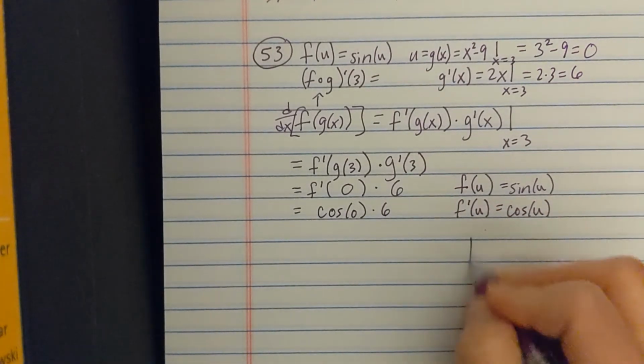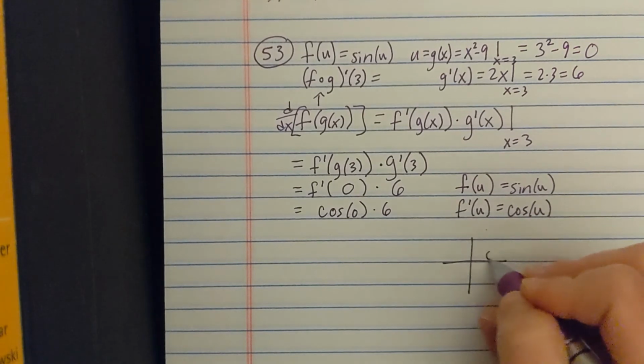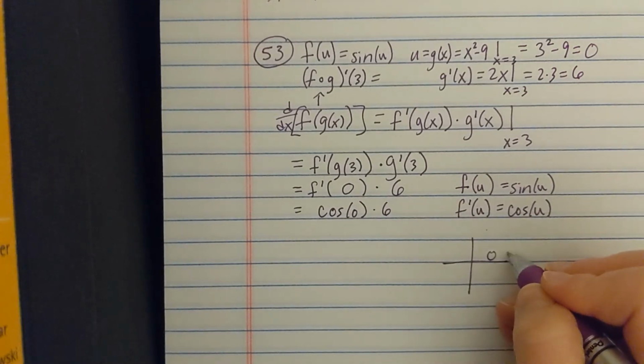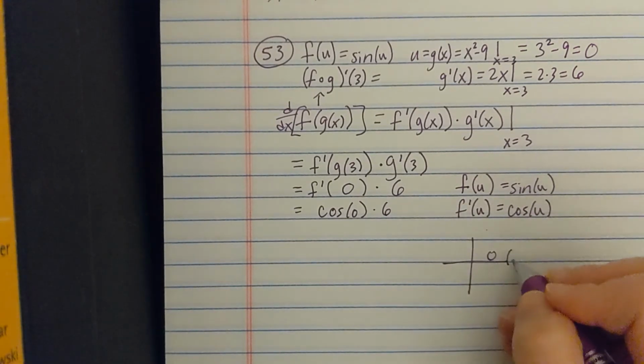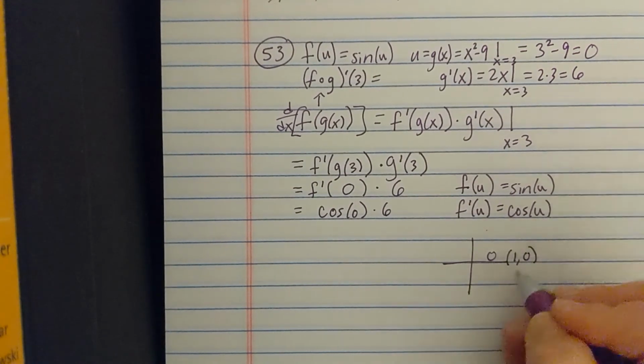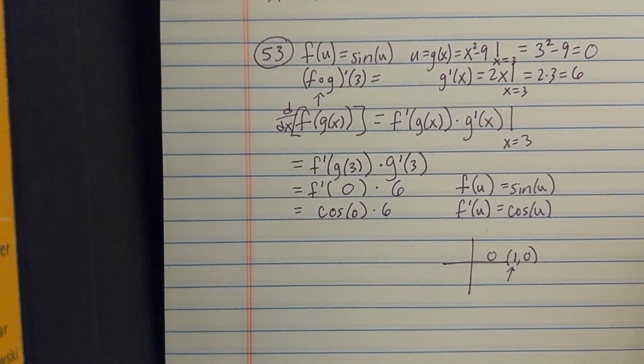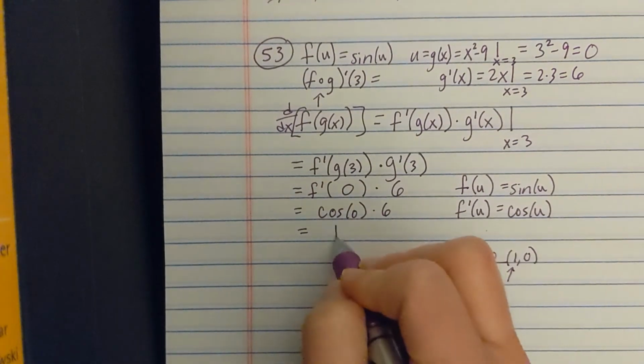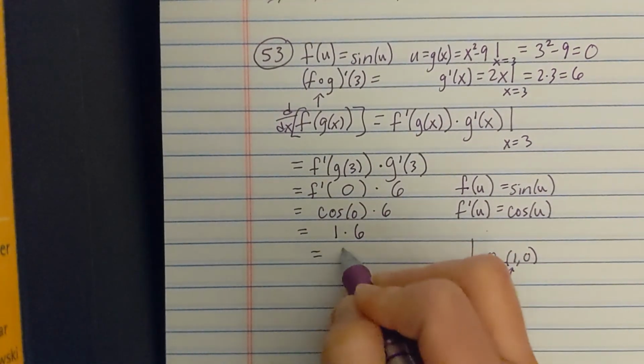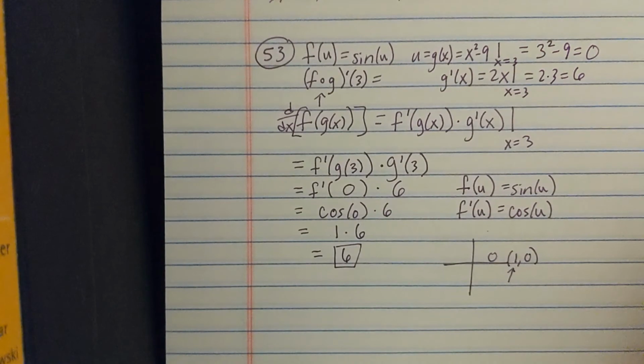And then I think about my unit circle, and right here at the 0 angle, 0 radians, also known as 0 degrees, we have that x is 1 and y is 0, and cosine is the x coordinate on the unit circle. So the cosine of 0 is 1, and then we're going to multiply by 6, and that's how we get 6 for that problem.